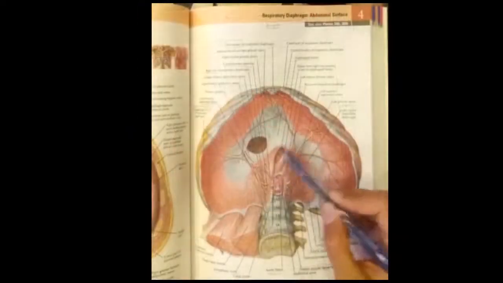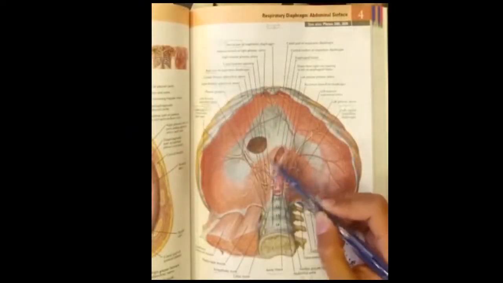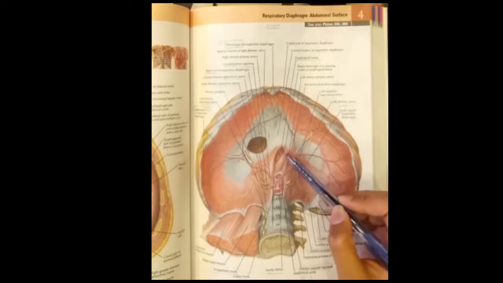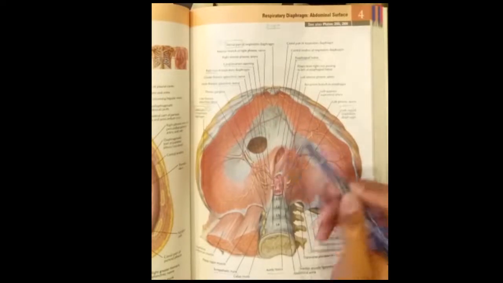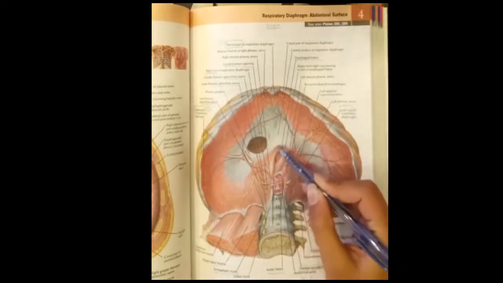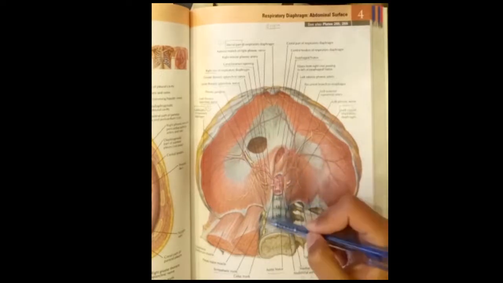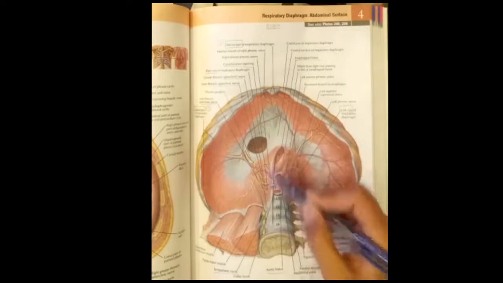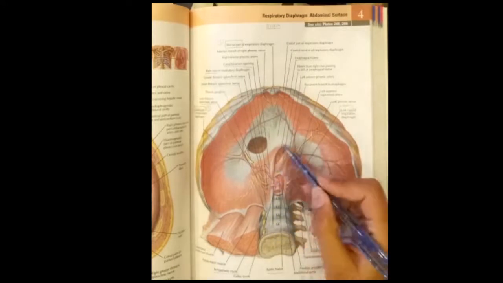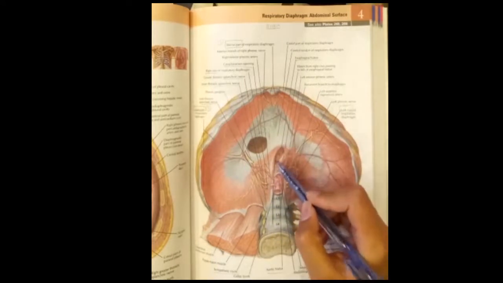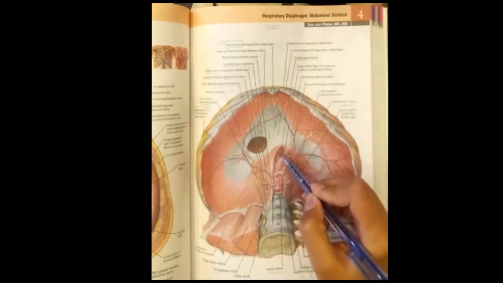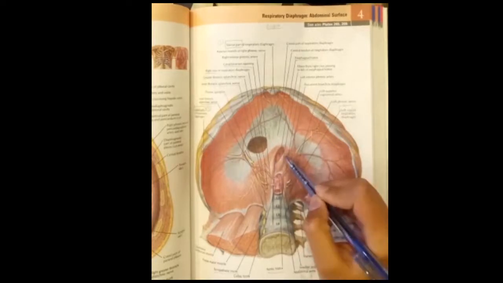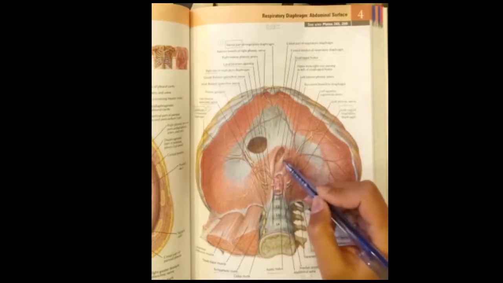Now this is the esophageal opening, and it lies at the level of T10, and it is made from the muscle fibers of the right crus. Here you can see that this muscle is basically the continuation of the right crus. Other structures that pass through this opening are the right and left vagus nerves, the esophageal branches of the left gastric vessels, and the lymphatic vessels of the lower third of the esophagus.